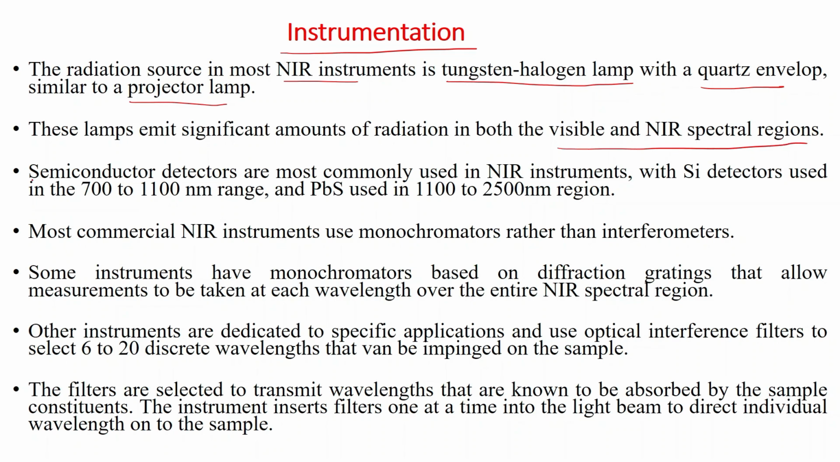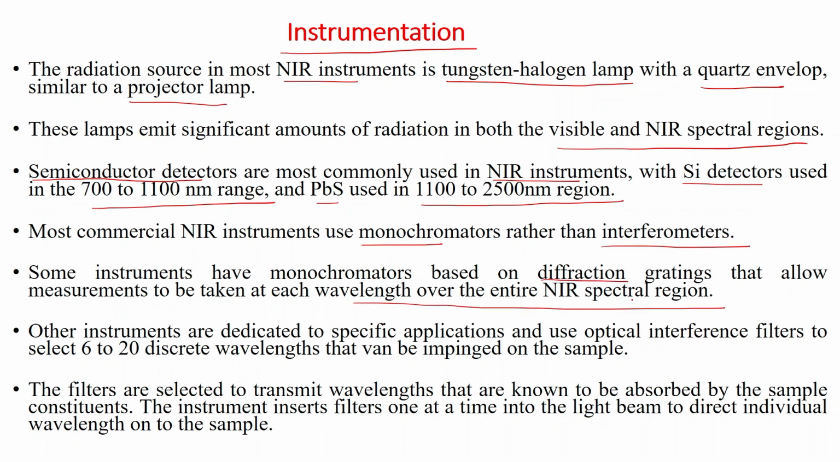Now if you see the detector, semiconductor detectors are the most commonly used in IR instruments, with silicon detectors used in the 700 to 1100 nanometer range, whereas lead selenide detectors are used in the 1100 to 2500 nanometer range. Most commercial analyzers use monochromators rather than interferometers. Some instruments have a monochromator based on diffraction gratings that allows the measurement to be taken at each wavelength over the entire analysis, and other instruments are dedicated to a specific application and simply use interference filters to select 6 to 20 discrete wavelengths that can be impinged on the sample.